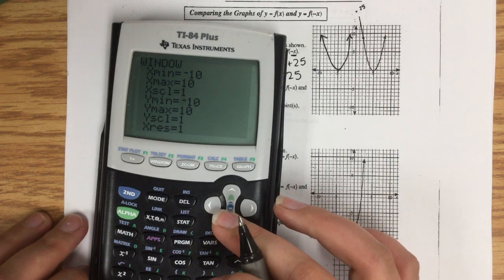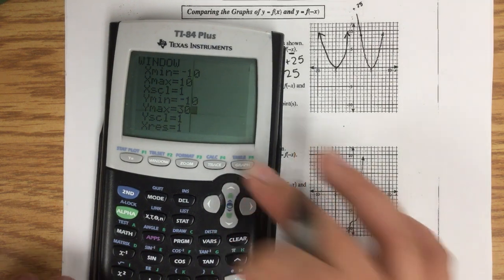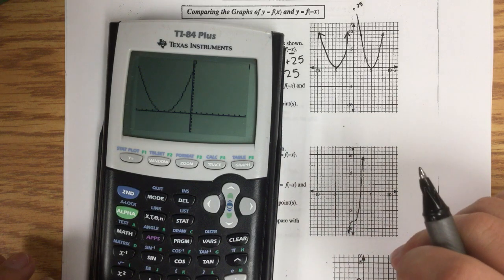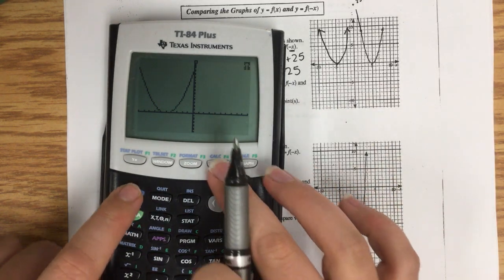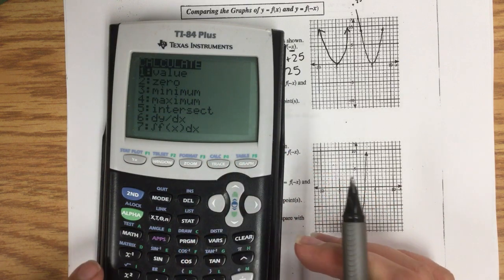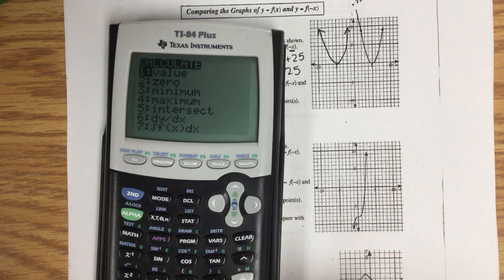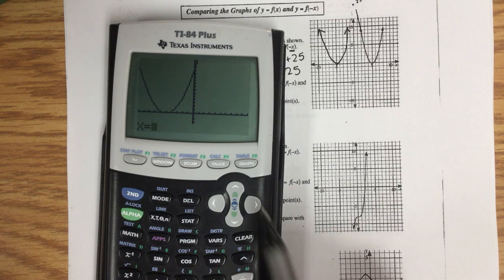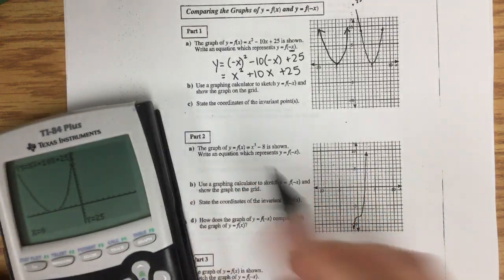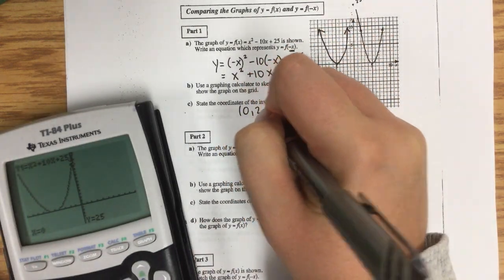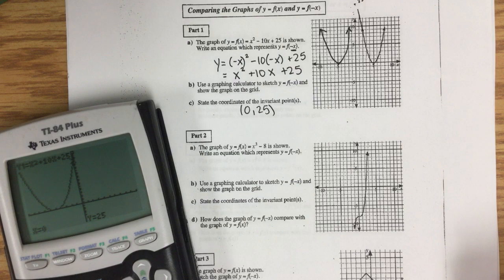So we can do a window on here to change our window to 30, and we should see it pass through at 25. If we want to verify that that is 25, we can go second, trace, go down to value. Number 1, it's going to say, what do you want x to be? I want to set x to 0 so I can see the y-intercept, and y is 25. And so the invariant point is at 0, 25, or that y-intercept at 25.